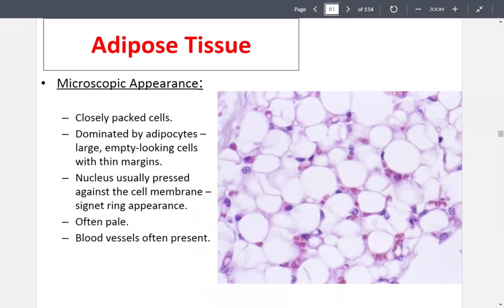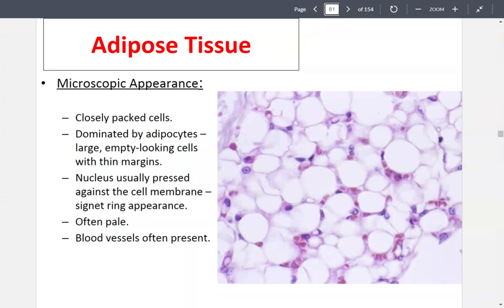Adipose tissue. This is going to be close packed cells dominated by adipocytes, large empty-looking cells with thin margins. If you're looking at this, you would be forgiven for thinking that this is not living. But these are all adipocytes. The nucleus is usually pressed against the cell membrane, giving a signet ring type appearance, and that's because the vast majority of this cell is going to be that pouch of adipose, or lipids, I should say. So unlike in our traditional cell, that nucleus will be pushed to the side.